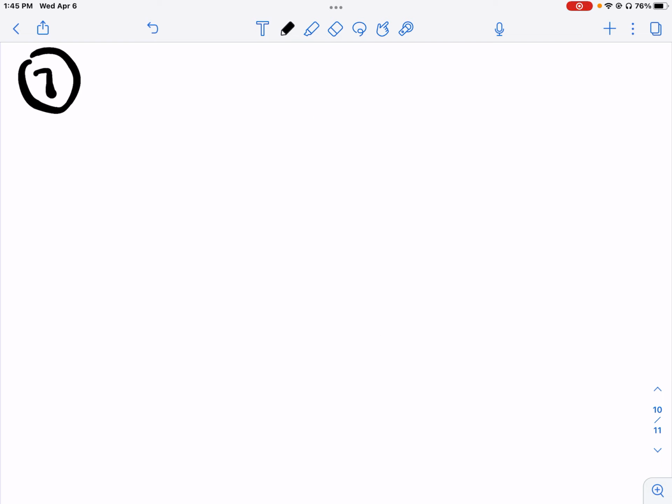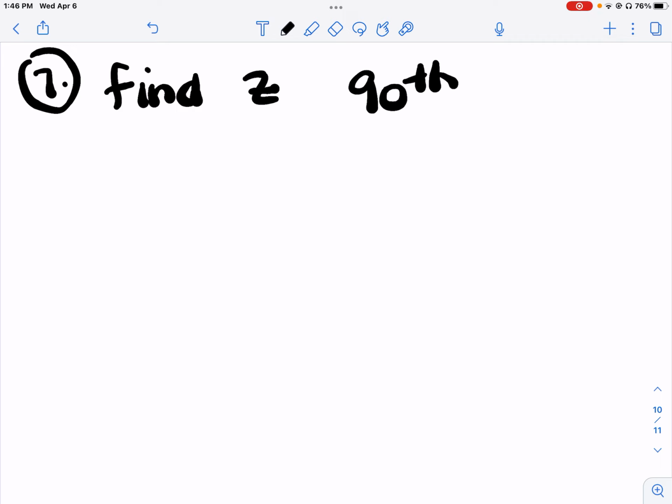So number 7, we're going to find z for the 90th percentile.